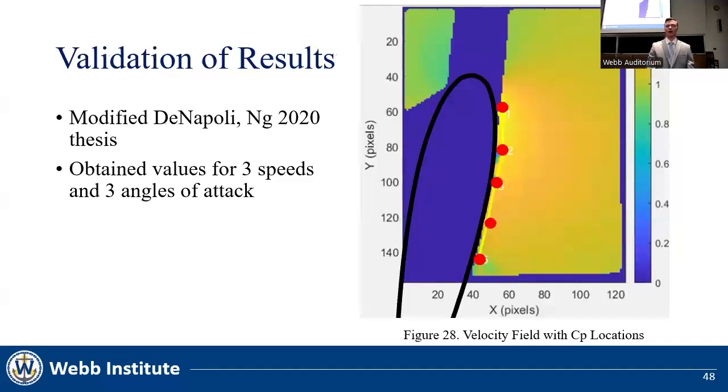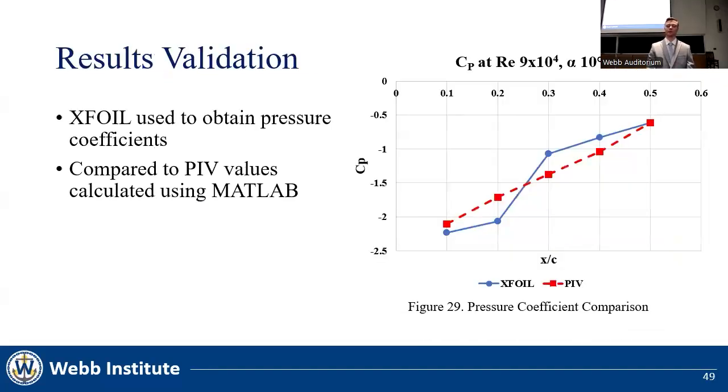To more effectively validate our results, pressure coefficients were calculated at 5 points between 10 and 50% of the chord. The locations of these points are shown in Figure 28. The MATLAB script from DiNapoli and Ng's 2020 thesis was designed to perform these calculations and was modified to work for our data. This was done for 3 speeds and 3 angles of attack.